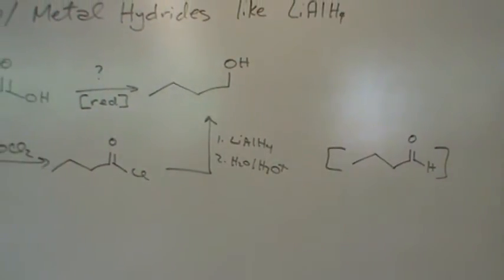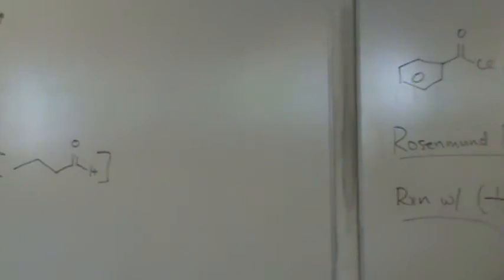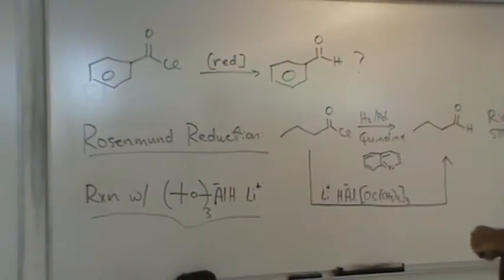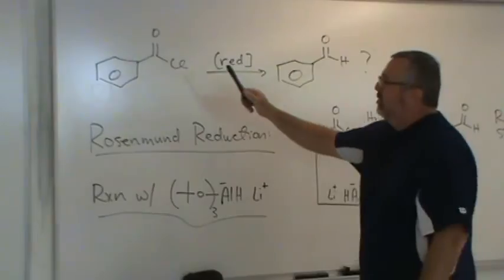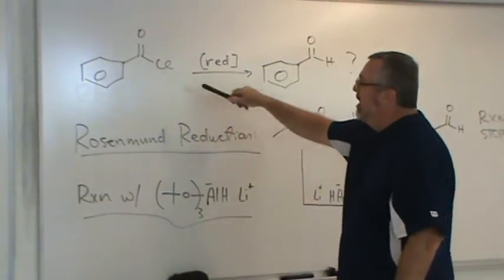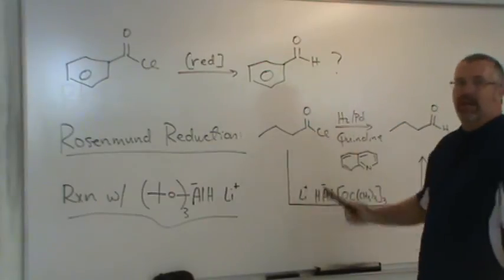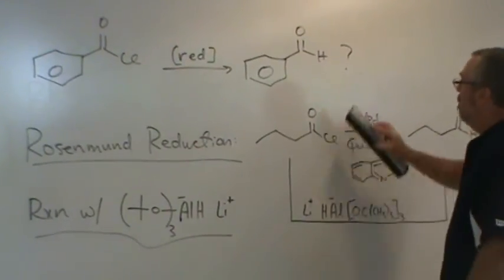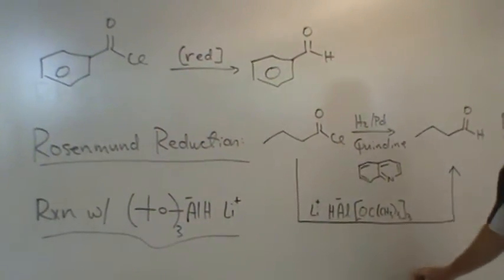Now, let's just say, for sake of argument, that you would like to be able to stop this reaction. I'm talking about the metal hydride reaction. You'd like to be able to stop it at the aldehyde stage. You'd like to be able to reduce the acid chloride not all the way to the alcohol, but just to the aldehyde. Can it be done? Well, if the answer were no, I wouldn't have brought it up. So you can guess that the answer is yes. And actually, there's 2 ways to do it.